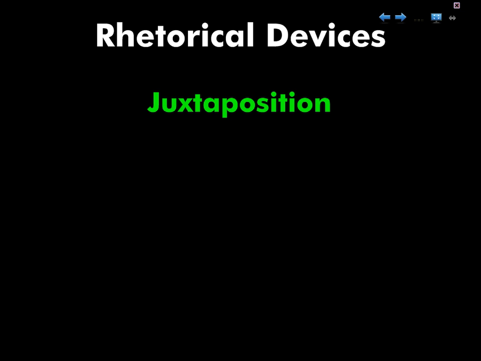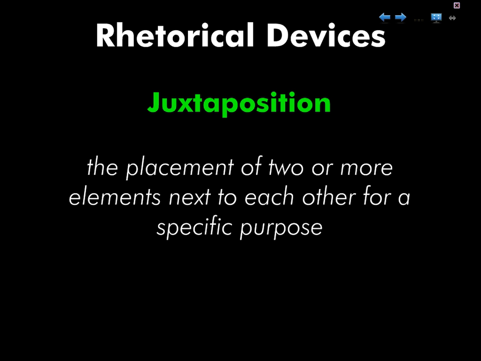Juxtaposition is when you place two or more elements or things or subjects next to each other for a specific purpose. You just place them next to each other. Let me do a little poetry example. What if I place two words next to each other without saying anything else? So I'll place these two words. The two words are grandmother and raisin.